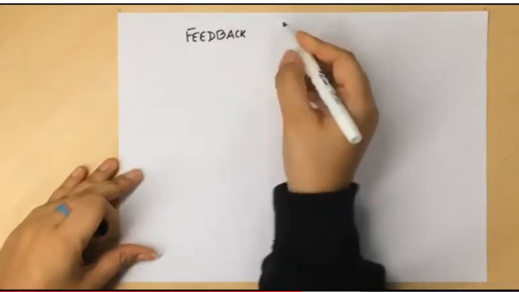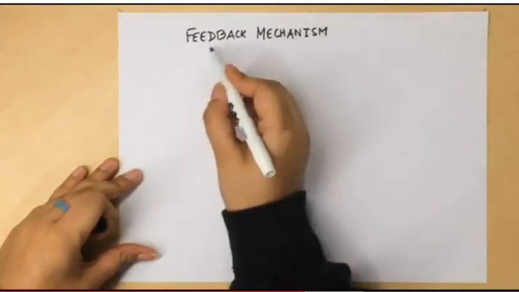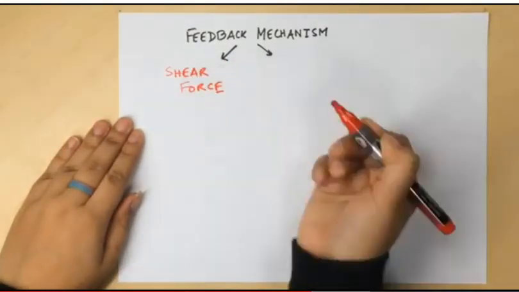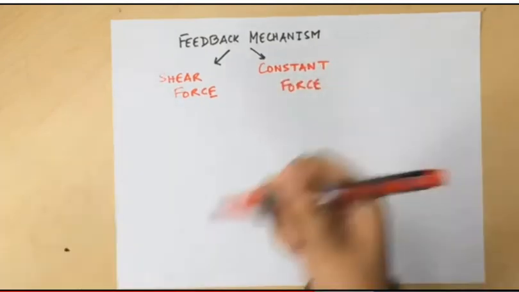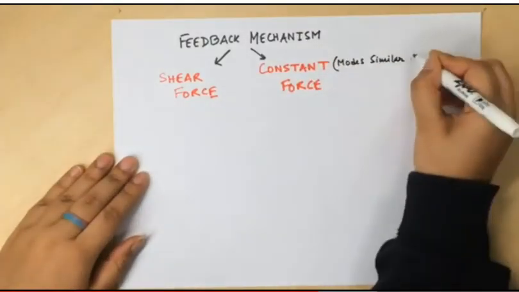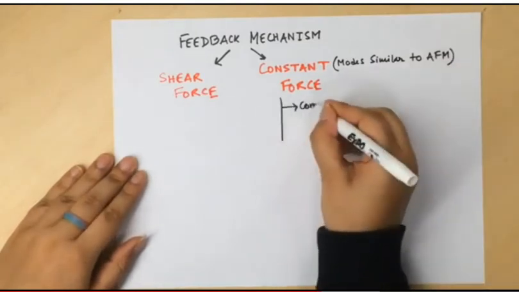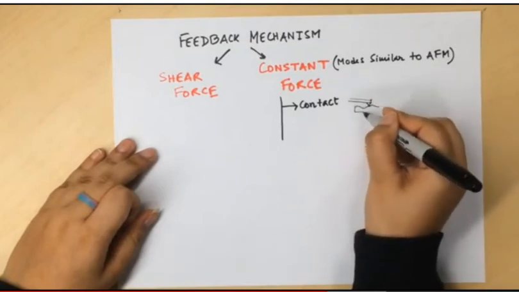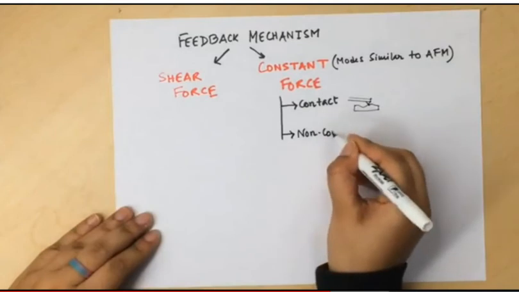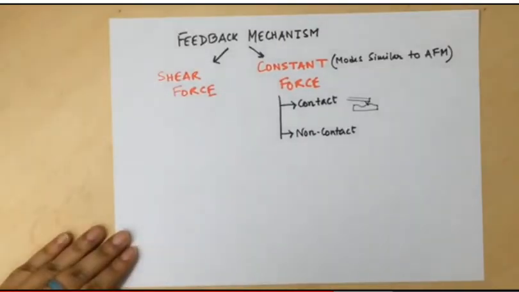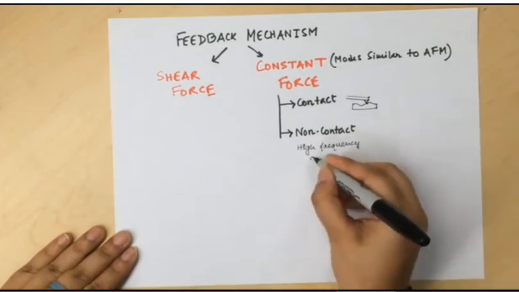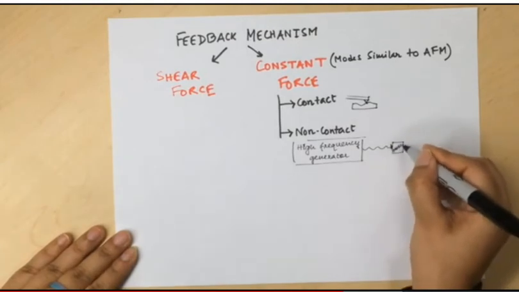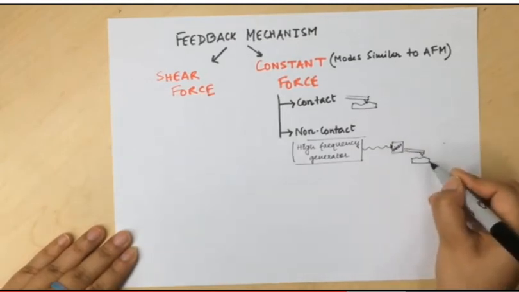The feedback mechanisms commonly used in NSOM are of two types: shear force and constant force. Constant force feedback utilizes modes which are similar to that used in atomic force microscopy, that is AFM. For example, contact mode, where the tip directly touches the sample surface and maps the topography of the surface. In non-contact mode, the tip doesn't touch the sample. Instead, a high-frequency generator oscillates the tip through a piezo stage and takes measurements utilizing the long-range forces acting between the tip and the sample.